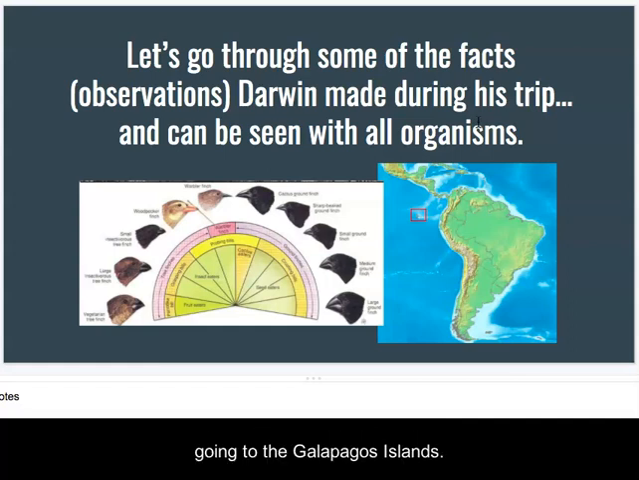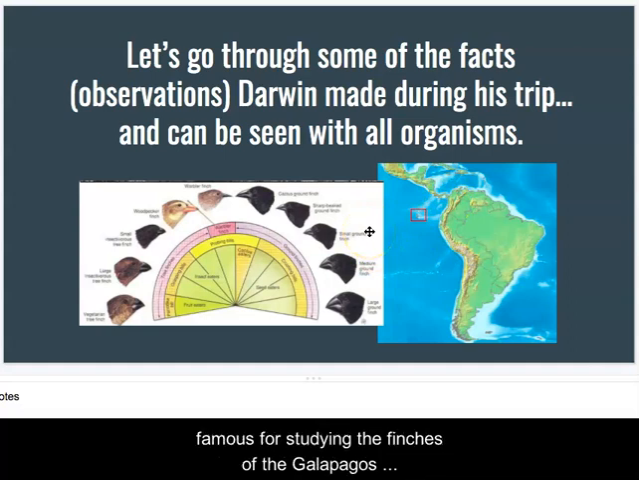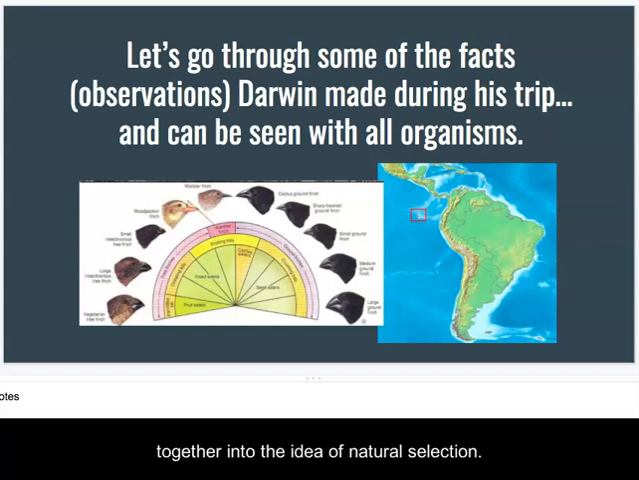He's famous for going to the Galapagos Islands, which I have on the map here on the right. It's off the west coast of South America. He was really famous for studying the finches of the Galapagos Islands, sometimes known as Darwin's finches. But he looked at other things too, like turtles and all of the organisms, even plant life, and recorded it over time and tried to analyze how their populations changed. He made a couple of observations, or facts, and then was able to put it all together into the idea of natural selection.